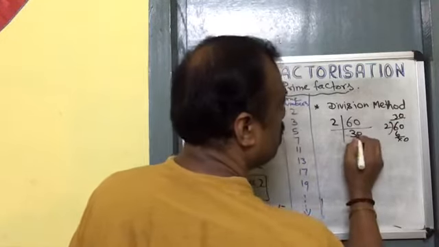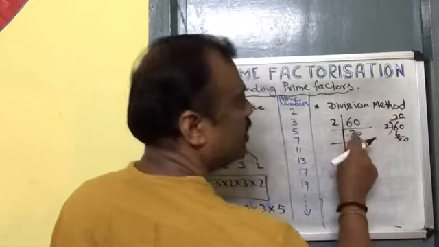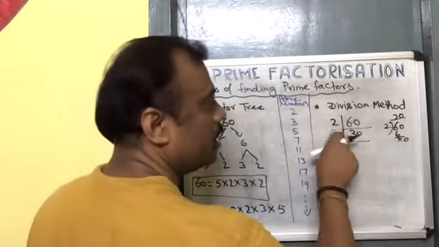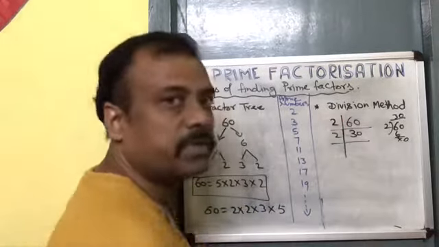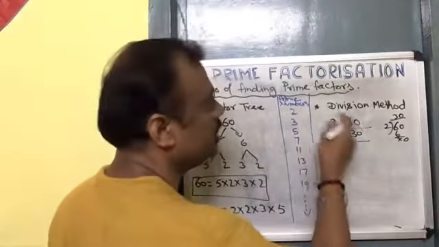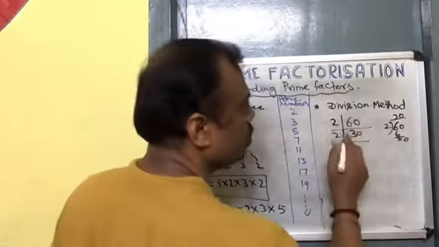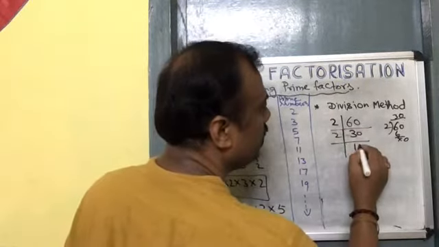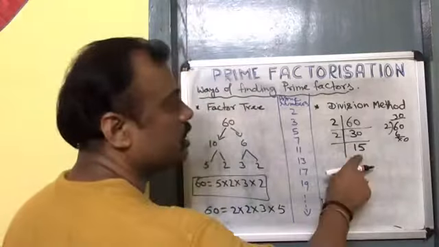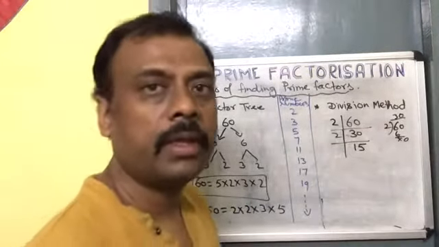30. Again I will divide 30 by 2. This process we will continue till the end. So now it gives 15. Now this number will not be divided by 2.